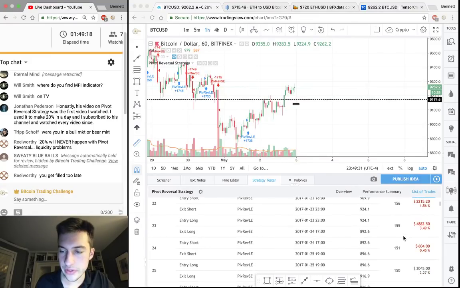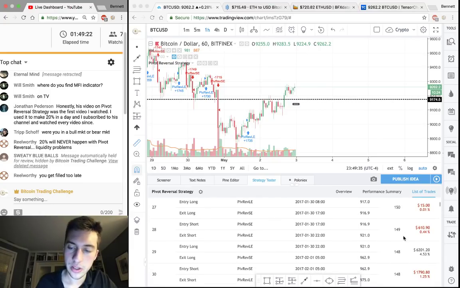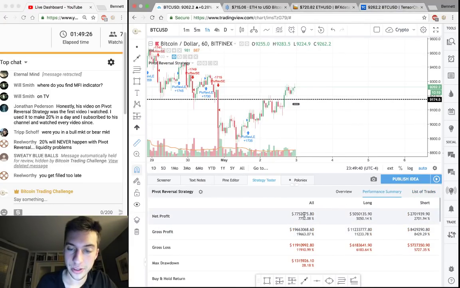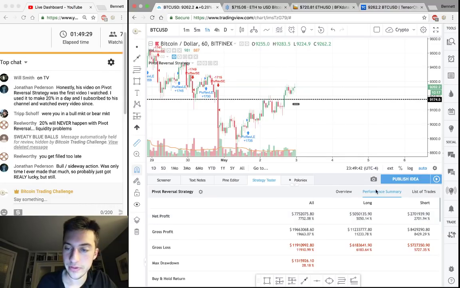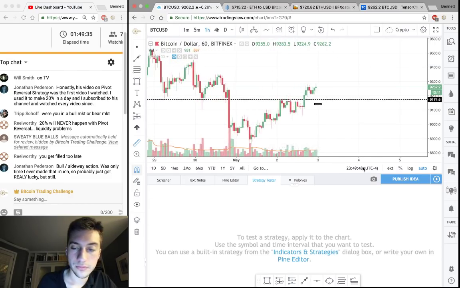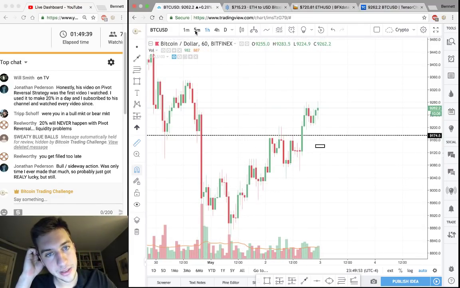So these are just some trades that go well, some trades that don't go well. This is just pivot reversal strategy at its finest. In the performance summary, it would have made you this much over a long period of time. So it's PRS. But yeah, it would have bought you in here for a nice 3% gain.